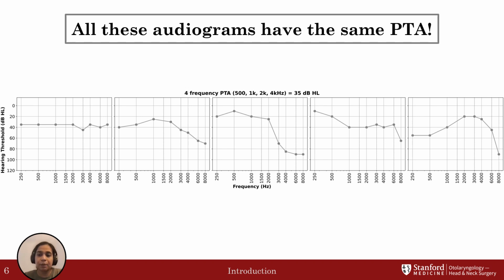Another limitation is that multiple audiometric configurations can have the same PTA, which makes it difficult to identify the underlying etiology, make an accurate diagnosis, and determine the appropriate rehabilitation strategy. In this example, all these 5 different audiometric configurations have the same PTA of 35 dB HL.